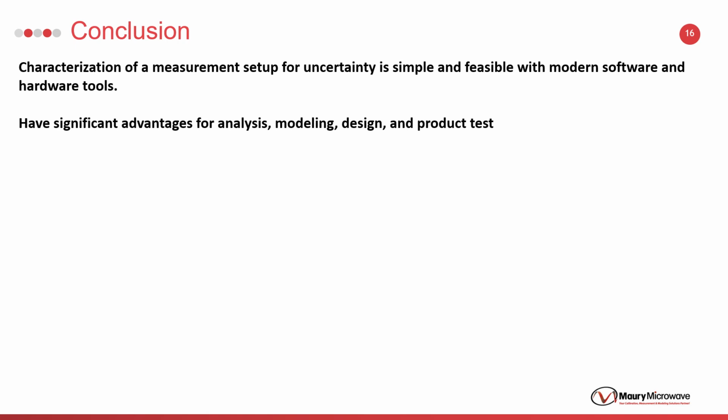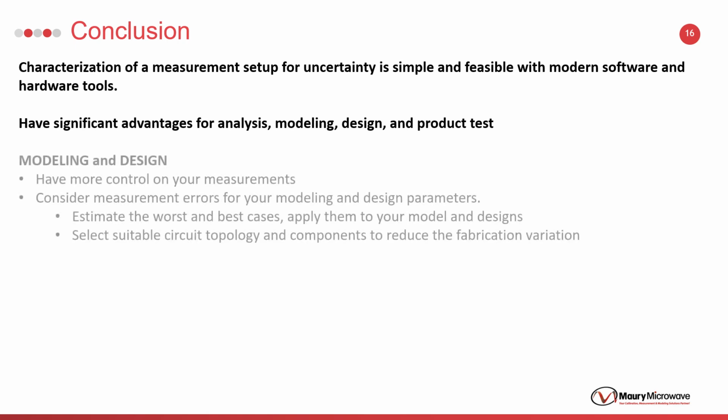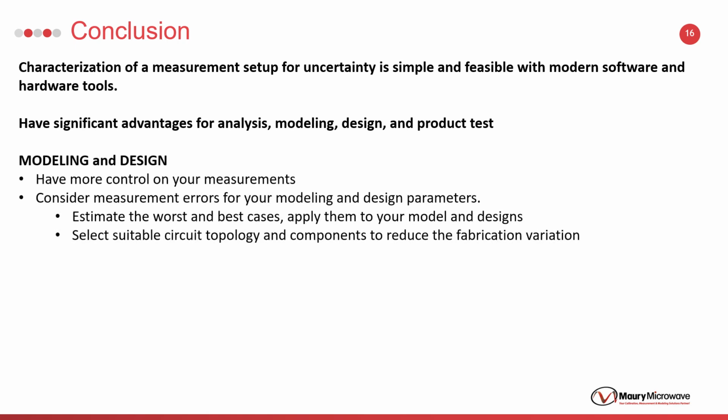By using the uncertainties of the S parameters, one has more control on the measurements, and one can verify and validate a calibration of a measurement system. By knowing the uncertainties, one can estimate the worst and best cases in the model and designs and select the suitable circuit topology and components to reduce the fabrication variation.